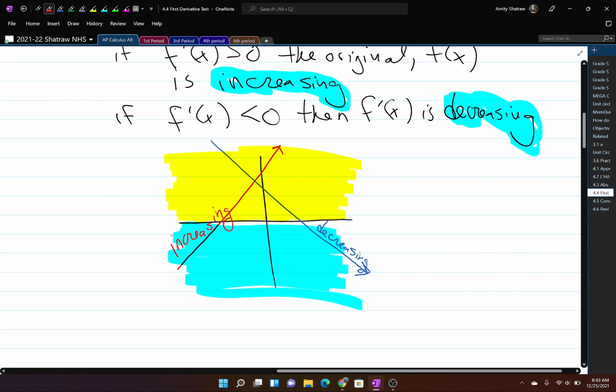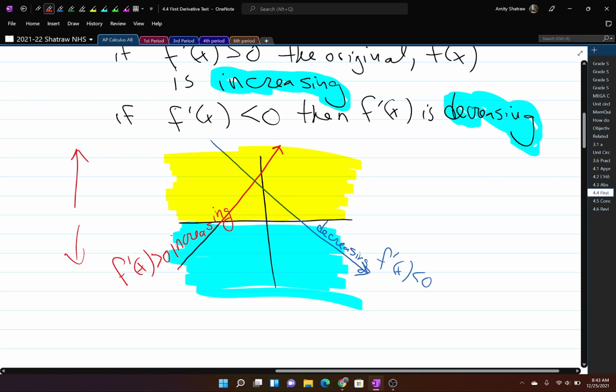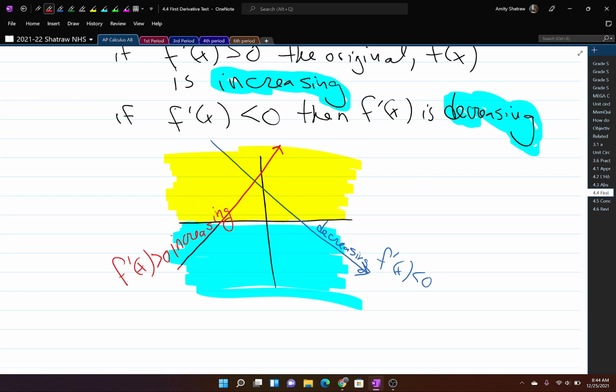So here, for increasing, I say that f prime of x is going to be bigger than 0. There we go. Greater than 0 means that the function is increasing. Here, I say that if f prime of x is less than 0, then the function is decreasing. But notice that I'm not telling you that the function is above the y-axis or below the y-axis. That is not something that I'm aware of when I say that the function is increasing or decreasing. I'm only looking at the derivative at that point, not necessarily at the outputs of the original function.